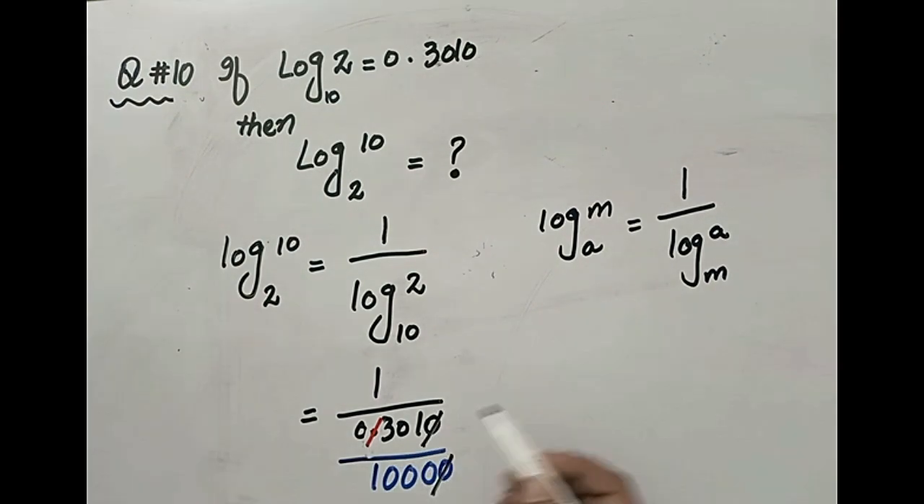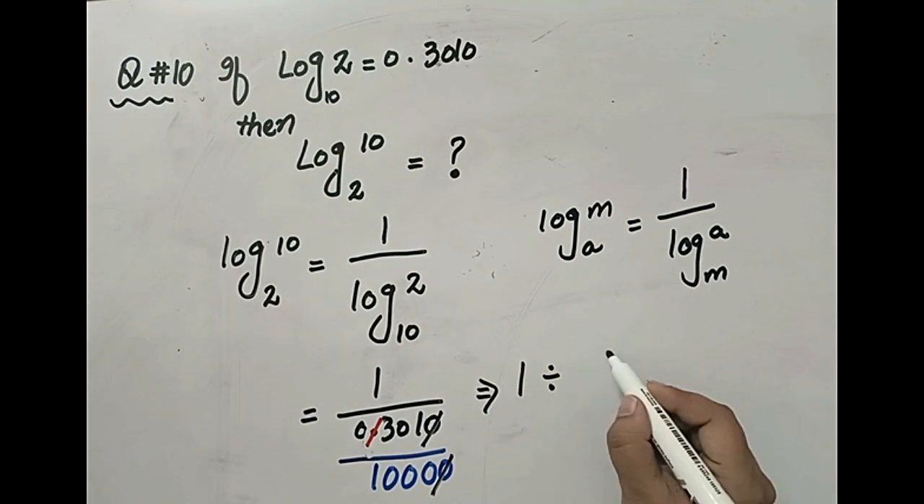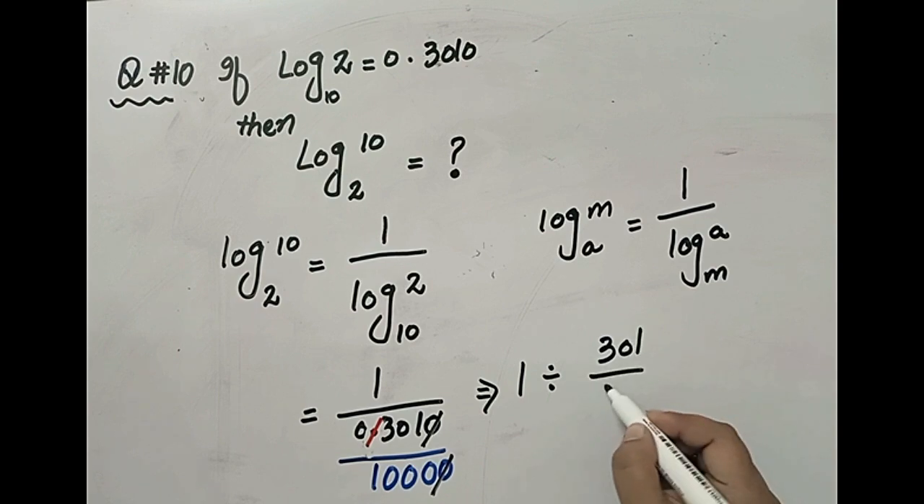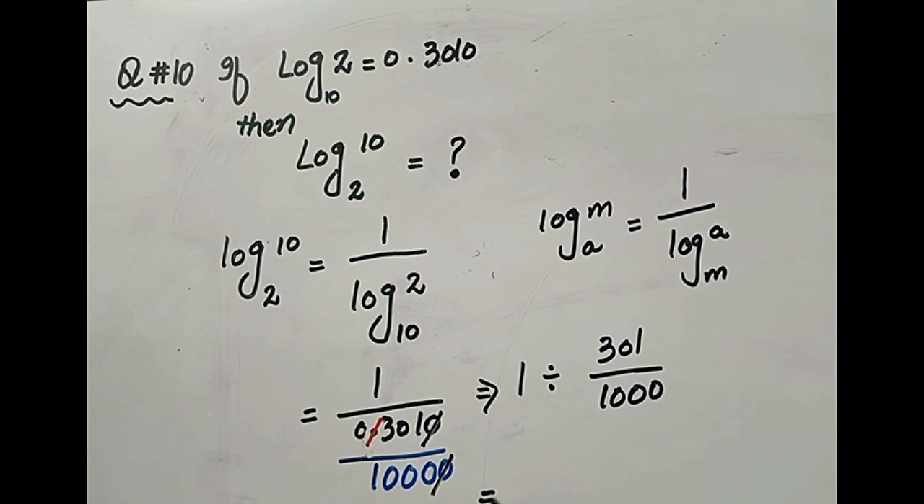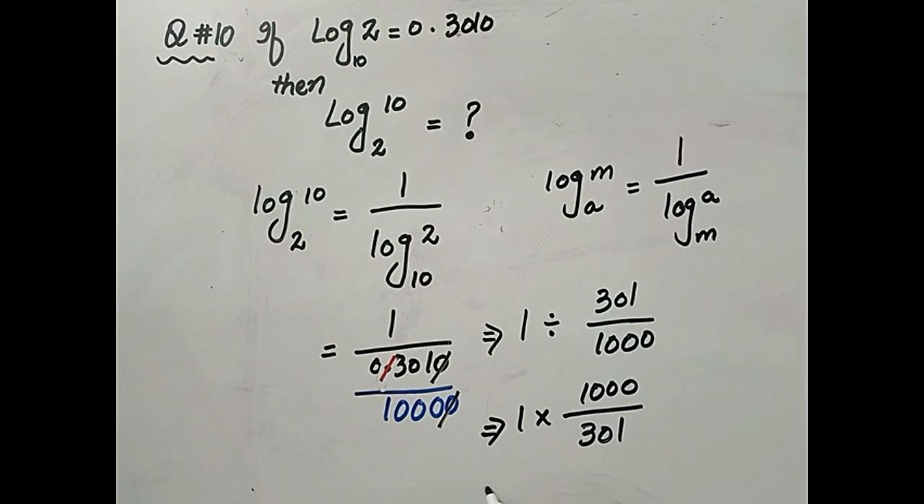Now we are going to cut that point. So we are having 1 divided by 301 by 1000, and then if we convert division into multiplication, it will be written as 1000 divided by 301. So its correct option will be 1000 divided by 301. That is option B.